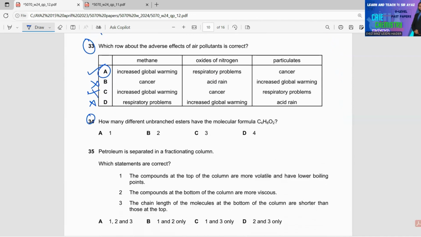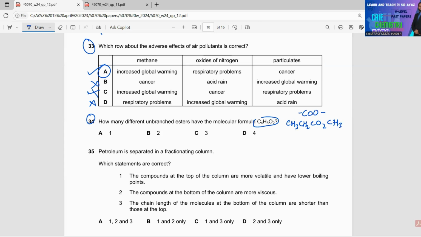34. How many different unbranched esters have the molecular formula C4H8O2? We need to draw the condensed or structural formula of these esters from this formula. Remember, esters must have COO in them. So I will start this: CH3, CH2, CO2, CH3.